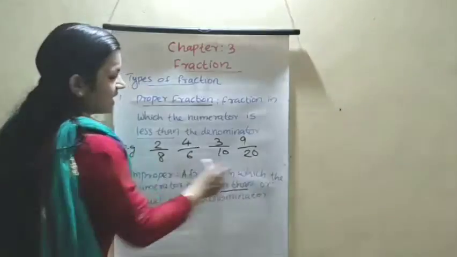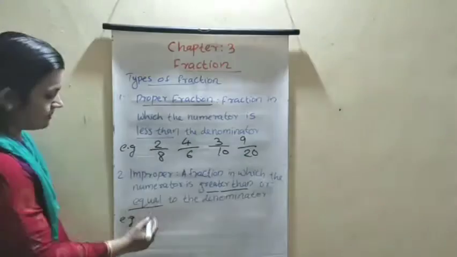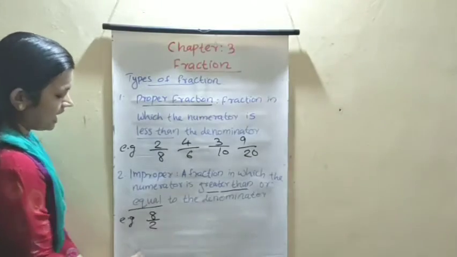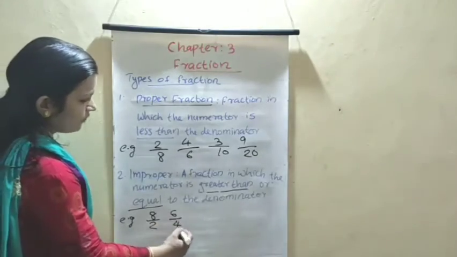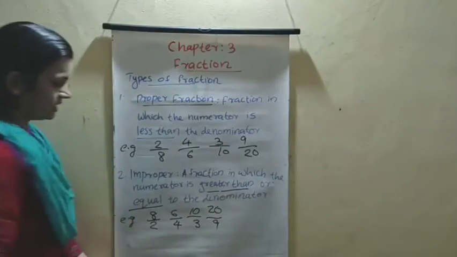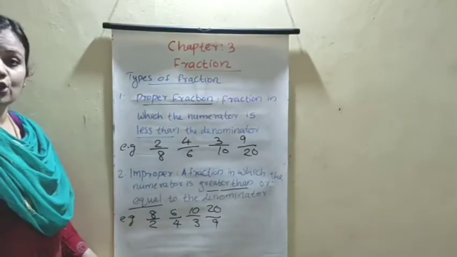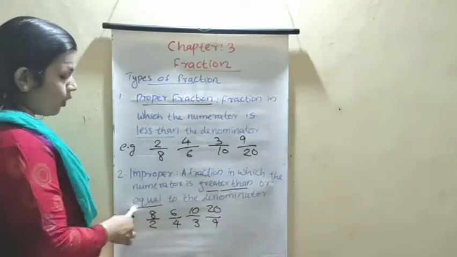We are considering the same examples. How to write the improper fraction considering the same example? Then we are doing 8 by 2, 6 by 4, 10 by 3, 20 by 9. In these, the numerator is greater than the denominator. So next is the 'or equal' case.